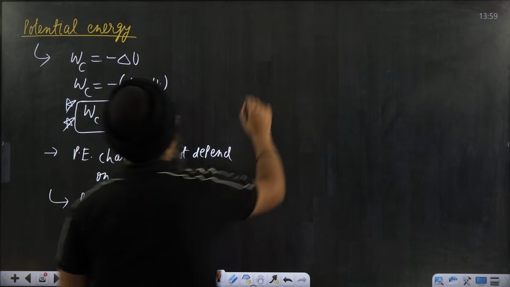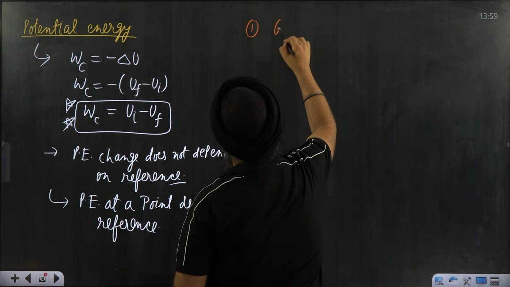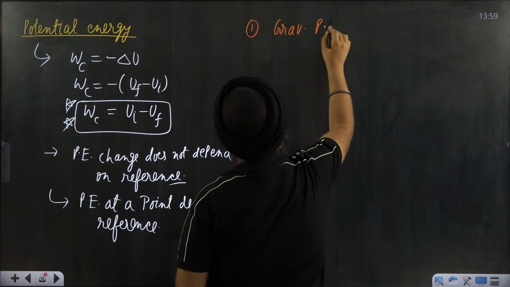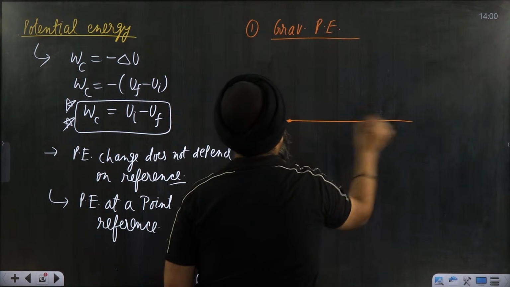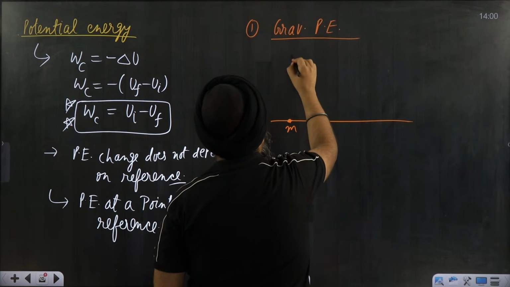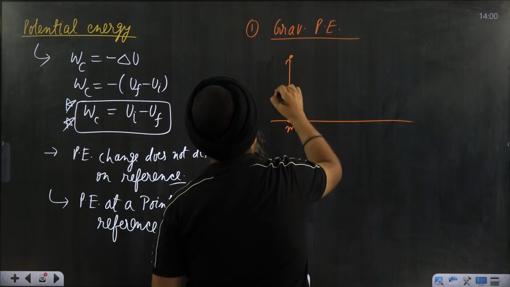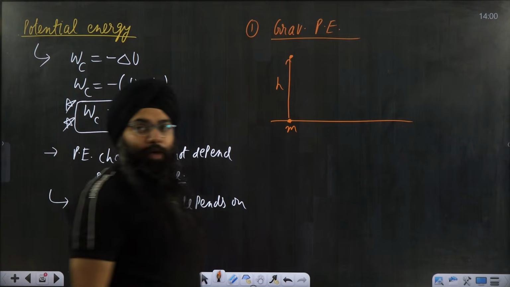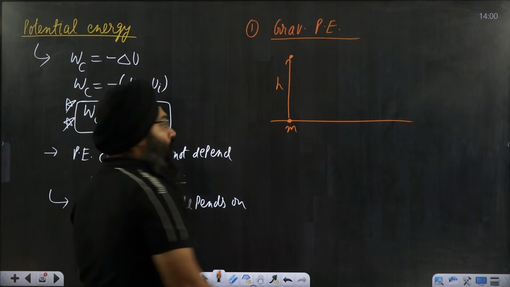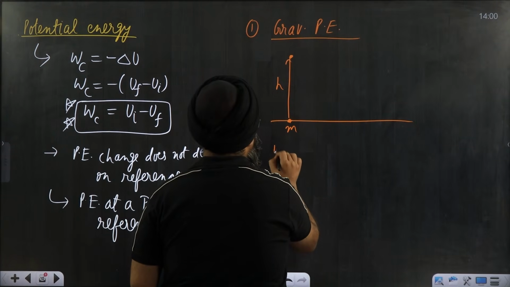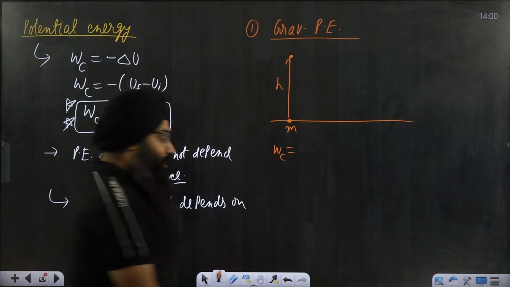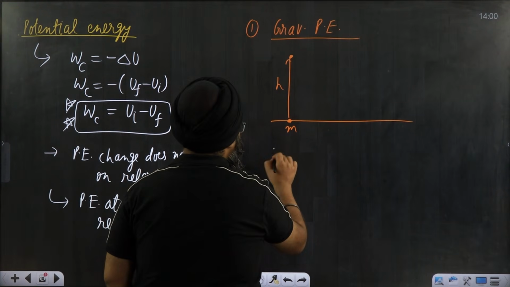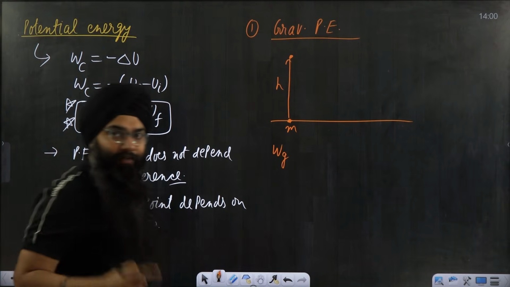Now, there are two types of potential energy here. One is the gravitational potential energy. What is gravitational potential energy? Very simple. Suppose there is a particle of mass m and you want to take this particle to a height h. Now, I want to know what is the work done by the conservative force. Here, who is the conservative force? First of all, tell me. Here, the conservative force is basically gravity.